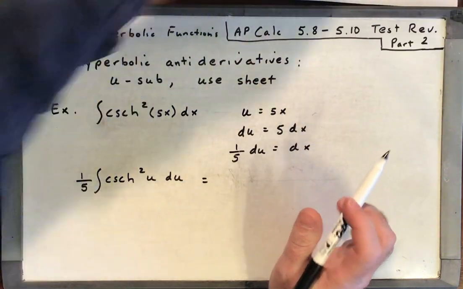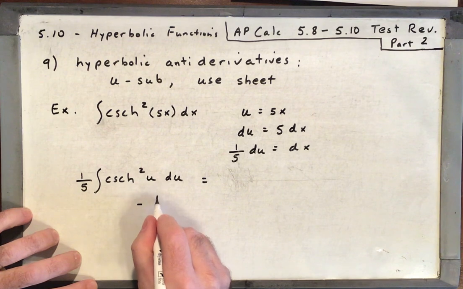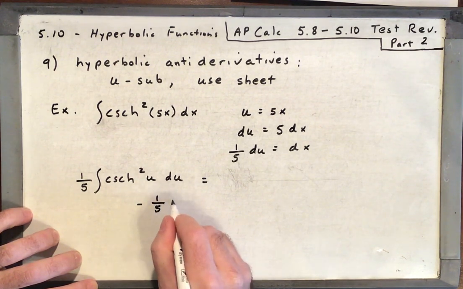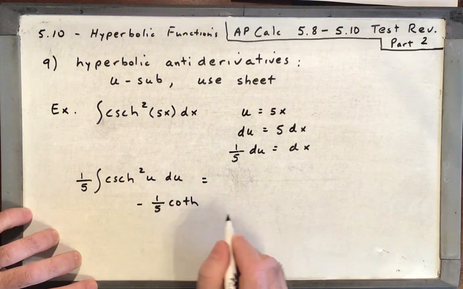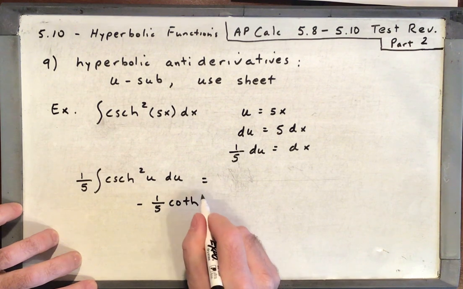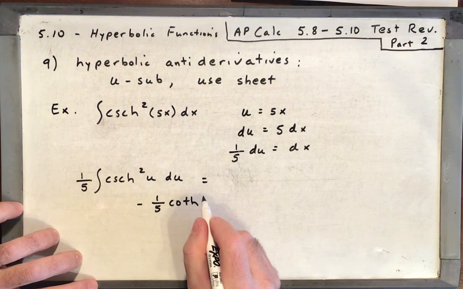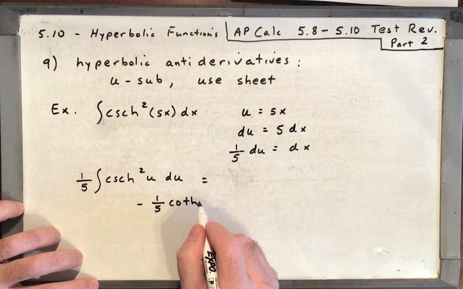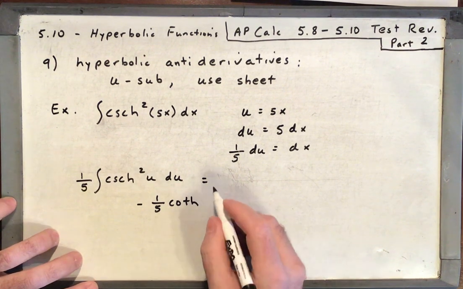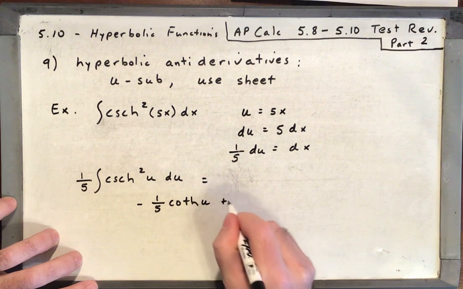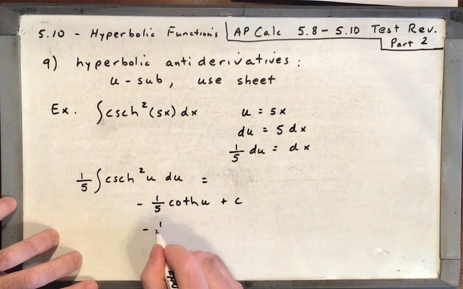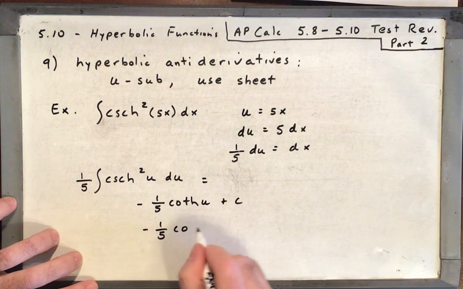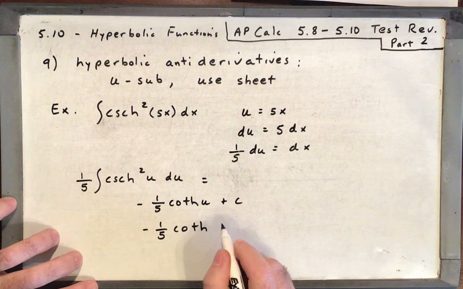All right. So that's going to be minus 1/5 hyperbolic cotangent squared. Oh, no, it's not squared, is it? Let's look again. It is not squared. Yeah, it's just hyperbolic cotangent of u plus c. You put u in the problem, you've got to take u back out. Minus 1/5 hyperbolic cotangent 5x plus c.